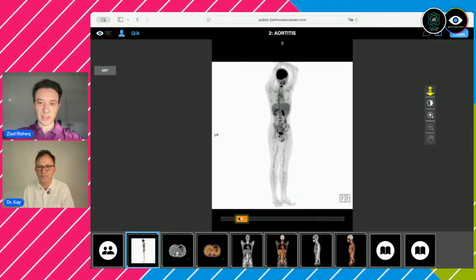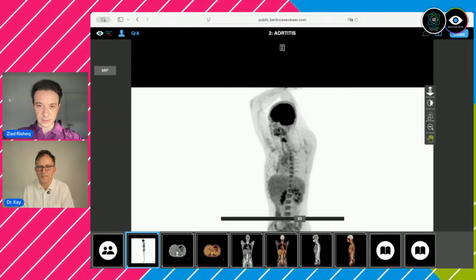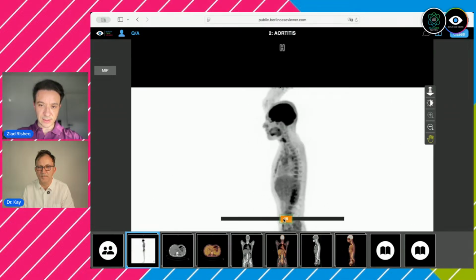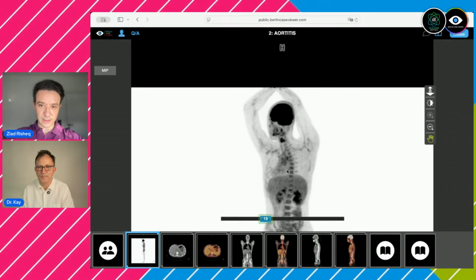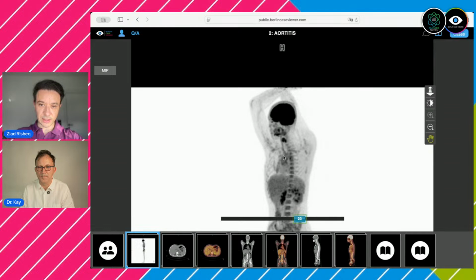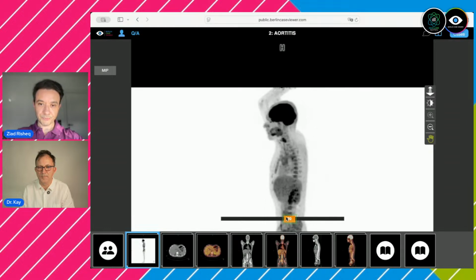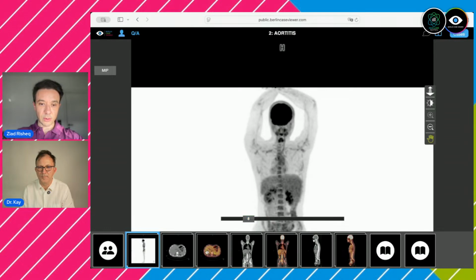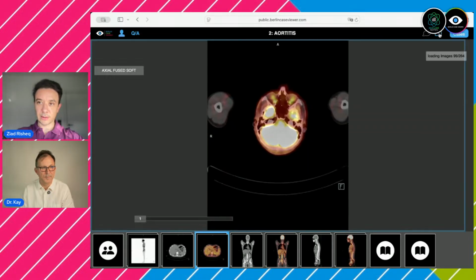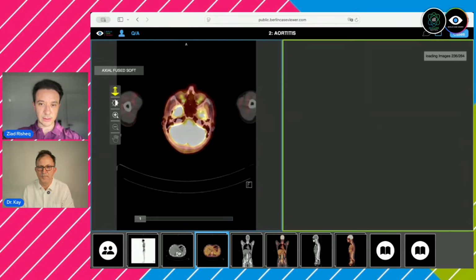So just by looking at the MIP, there is a mild uptake in the axial and appendicular skeleton. I don't know if it's going to be visible here, but let's see. So you can see, this is the myocardium, okay? And here you have this uptake. It looks like a circumferential uptake.